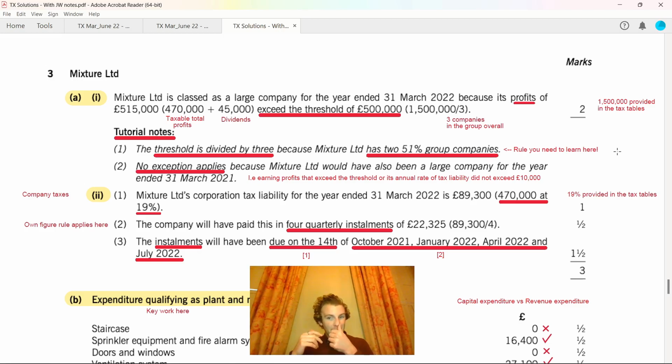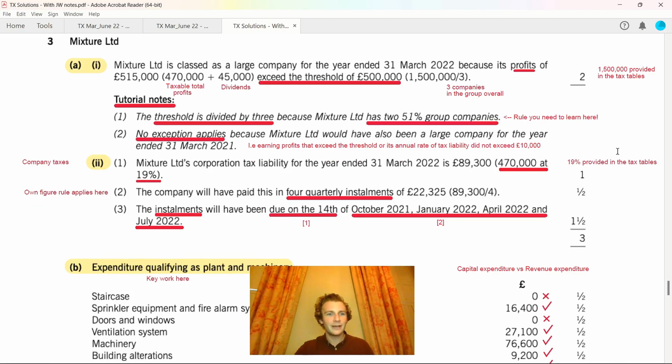No exception rule applies. Again, another little rule for you to get down, i.e. the earnings that exceed the threshold or its annual rate of tax liability did not exceed £10,000. This is the rule for the 21-22 tax year. And also we saw in the question that the profit levels were exactly the same year on year. So you might have an exception where you have a really low year and then it goes really high. Or, as you can see here, the tax liability did not exceed £10,000, which in this case, at 19% for corporation tax liability, it's going to be over that. That is what it nicely links into in the second part here.